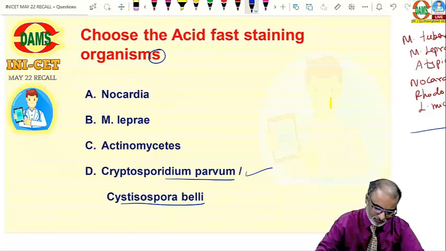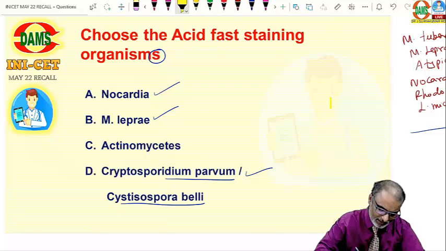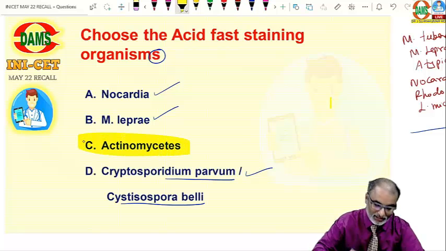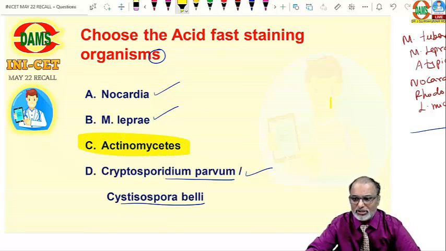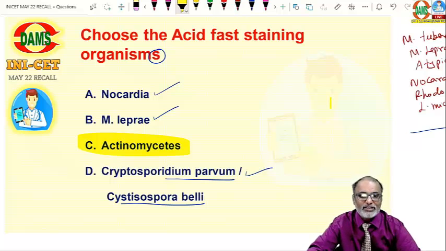Yes. Nocardia is acid fast, Mycobacterium leprae is acid fast, except Actinomyces. Nocardia and Actinomyces are both gram positive filamentous bacteria, but the important difference is that Nocardia is partially acid fast, whereas Actinomyces is non-acid fast. That's all.